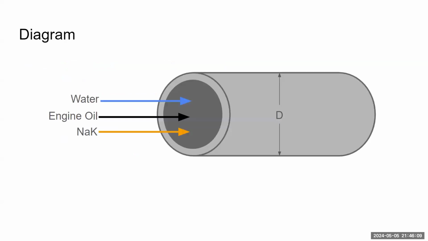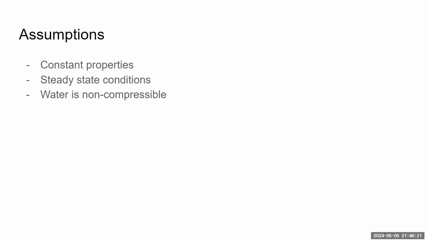Here we can see a diagram of our pipe with the fluids flowing through. We can list off our assumptions. First is constant properties, steady state conditions, water is non-compressible, and that the system is ideal, therefore no losses.